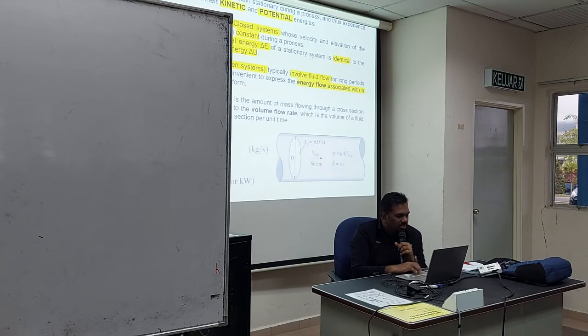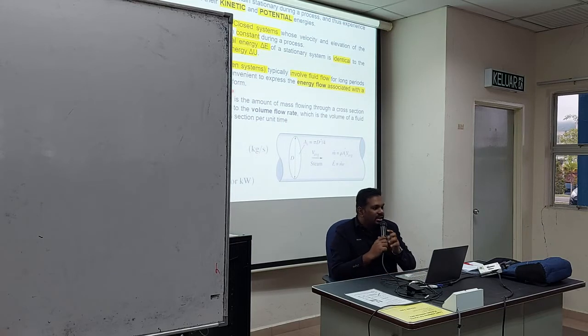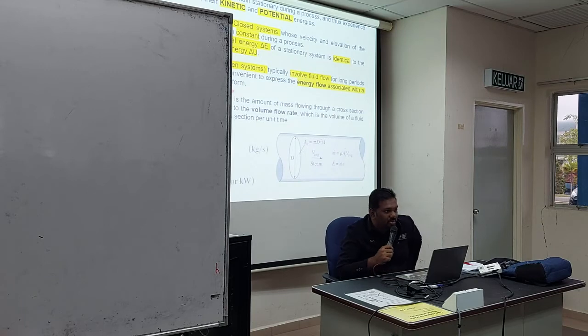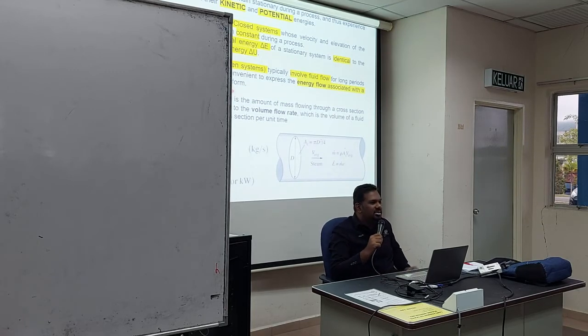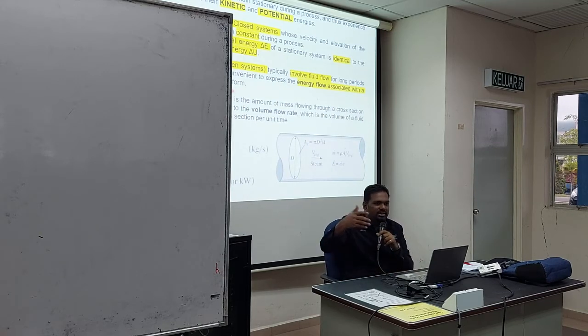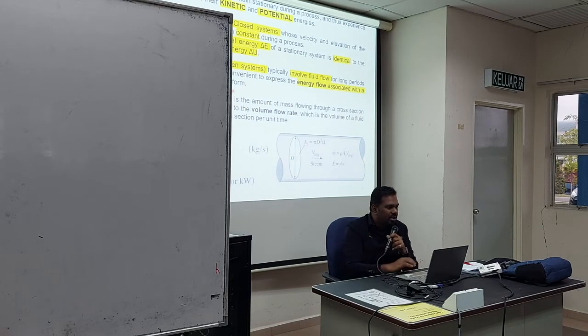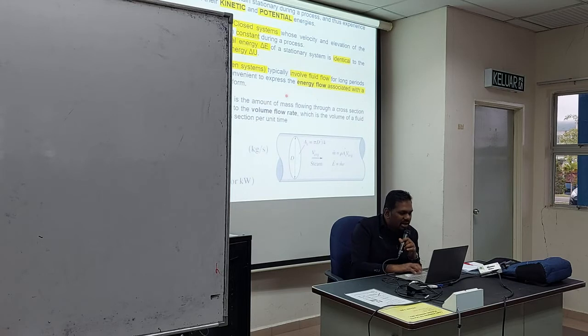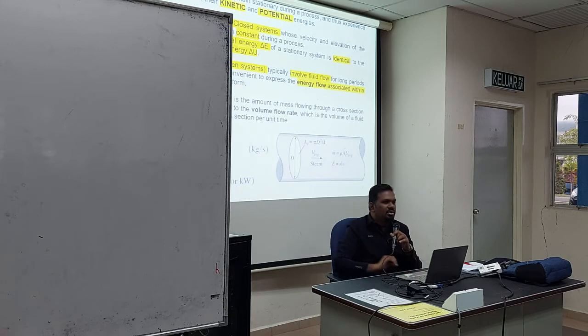Okay, the control volume open system typically involve fluid flow for a long period of time, and it is convenient to express the energy flow associated with the fluid stream in the rate form. Okay, tadi kita tengok control volume ataupun open system. So open system maksudnya mass is coming in and going out. Okay, so macam water heater tadi, air masuk dan air keluar. Okay, volume tak berubah. So that's what we call it as a control volume. So dalam tu, so the energy flow is totally depend on the fluid. Fluid yang masuk dan keluar.